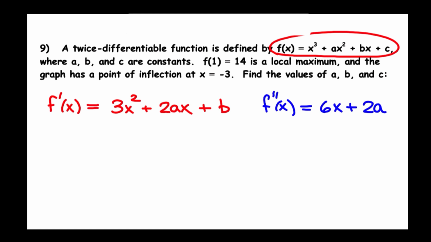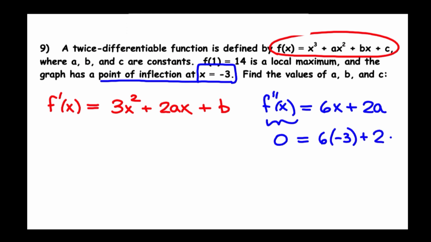I'm drawn to this point of inflection part. There's a point of inflection at x equals -3. Points of inflection happen when the second derivative is undefined, which of course this is defined, it says twice differentiable, or points of inflection occur when the second derivative is 0. That has to be the case. But it says that the point of inflection happens when x is -3, so they're giving me the x as well, which means I can figure out what a is.